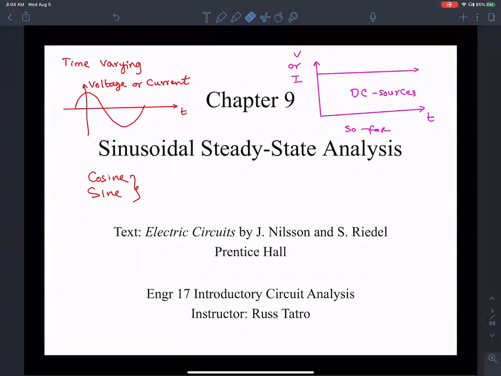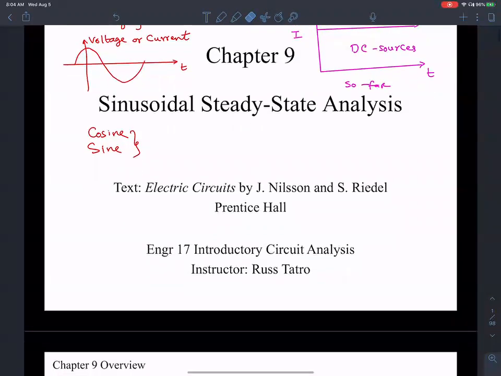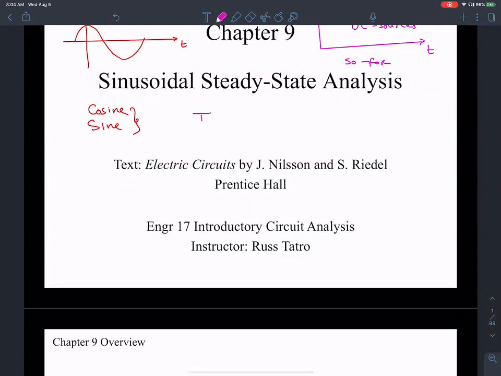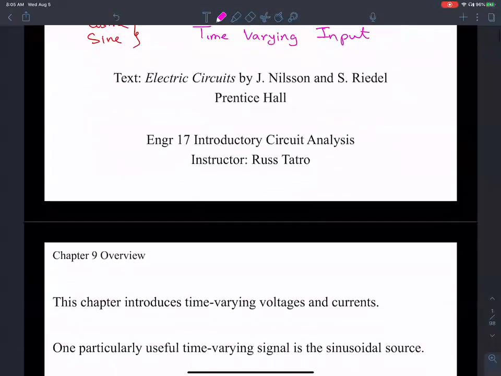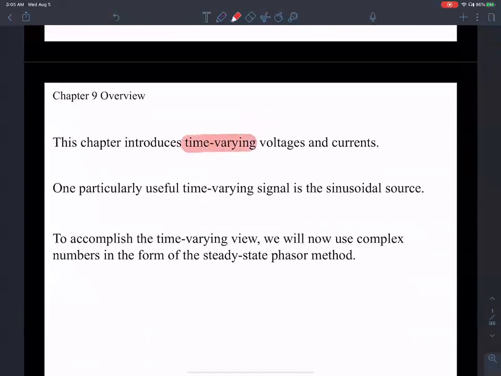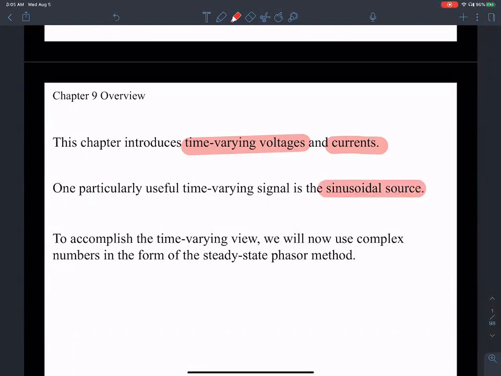So the bottom line is that sinusoidal analysis forms the basis for our understanding of how circuits behave. How do circuits behave when their input is not constant but varying with time? That's the idea of this chapter. So we are going to talk about time varying voltages and currents. Like I mentioned, a sinusoidal source is particularly useful in the sense that if you understand the behavior of a circuit to a sinusoidal wave, then you can extend your understanding.